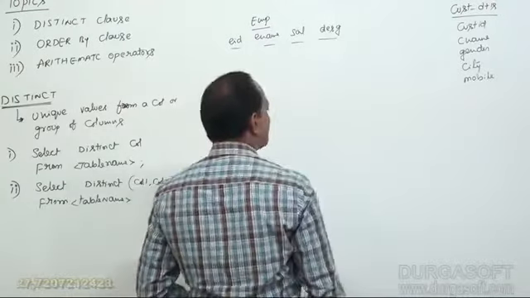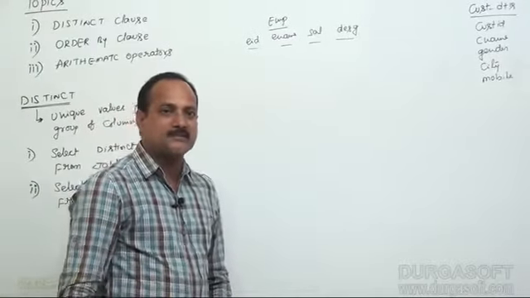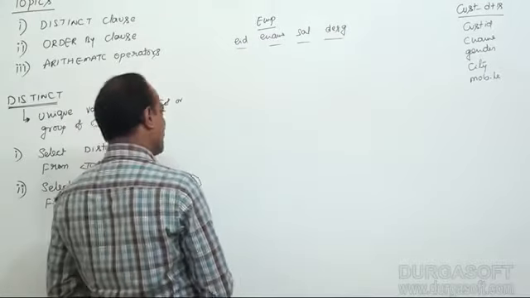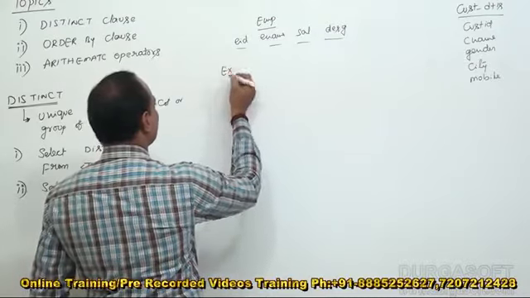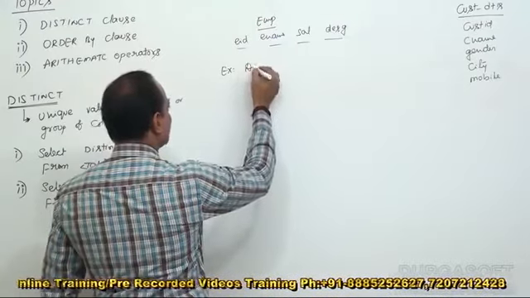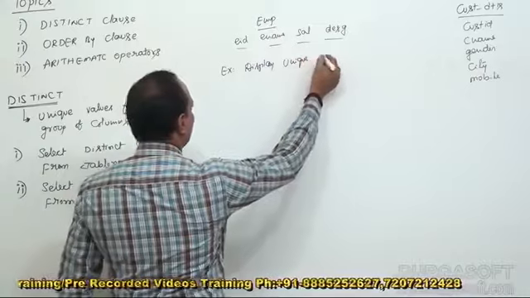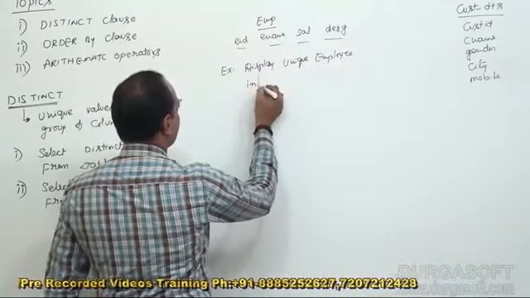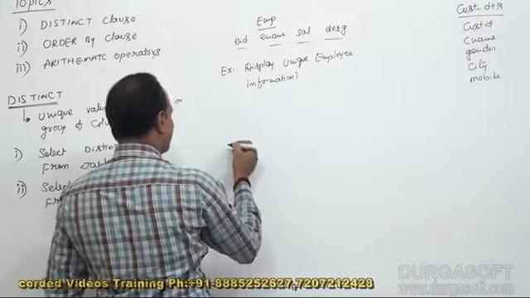See, if employee records are repeating, if duplicate employee records or duplicate customer details are there, how should I apply the distinct clause on a group of columns? Then you should specify like this. Example, display unique employee information. In that case, how should I display it?